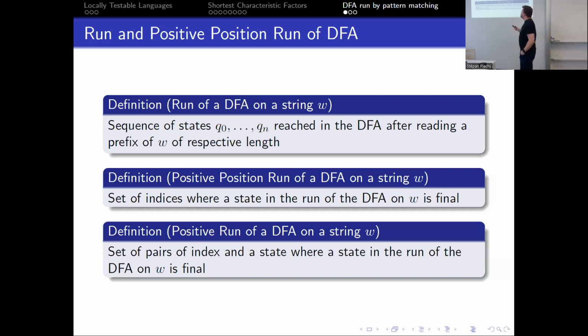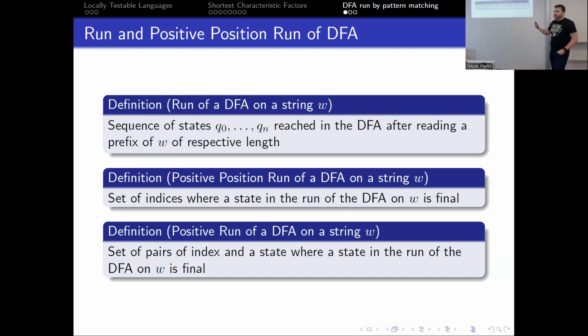And we formalize that into the notion of the so-called positive position run, which is a set of indices where the DFA will reach a final state. Sometimes you might be interested, for example with multiple patterns, in which pattern was matched, since the specific final state might tell us that. So we can also extend it to have not only the index, but also the state that was reached, but that is a bit more complex than just the notion of a final state.